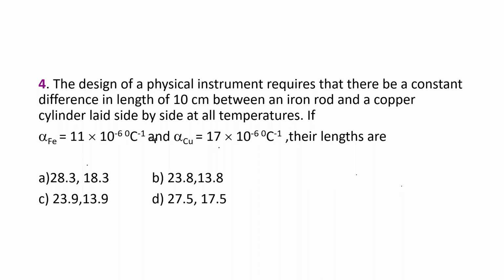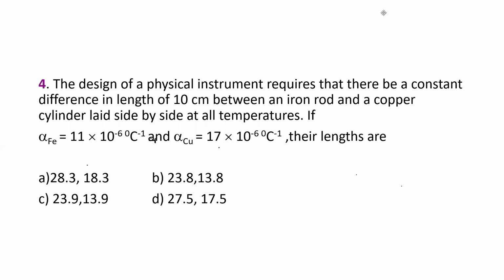Next question. The design of a physical instrument requires that there be a constant difference in length of 10 centimeter between an iron rod and a copper cylinder laid side by side at all temperatures. If the coefficient of linear expansion for iron is given as 11 into 10 raised to minus 6 per degree Celsius, and for copper it is 17 into 10 raised to minus 6 per degree Celsius, then the lengths are.